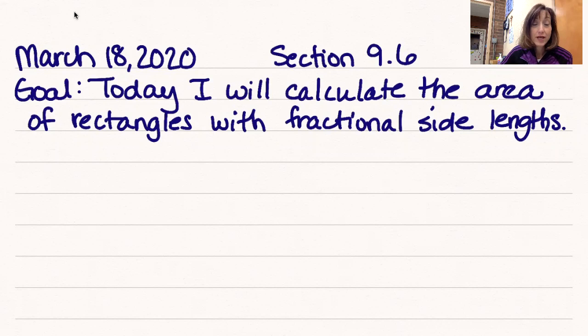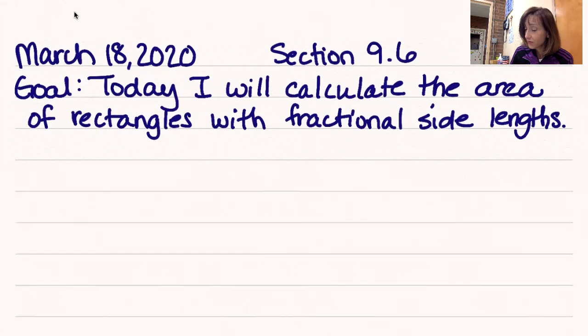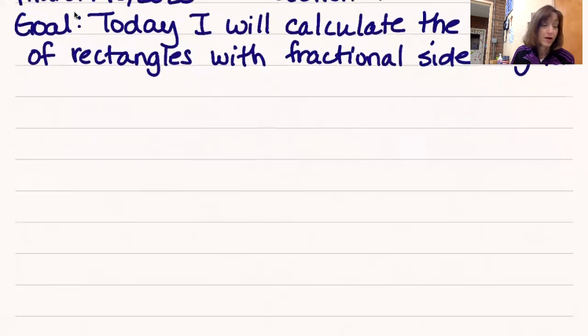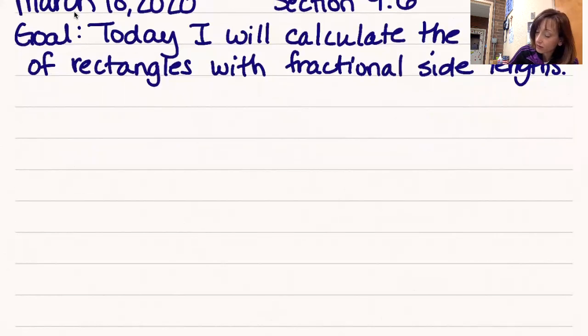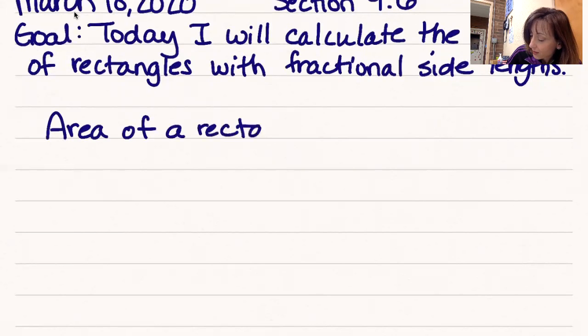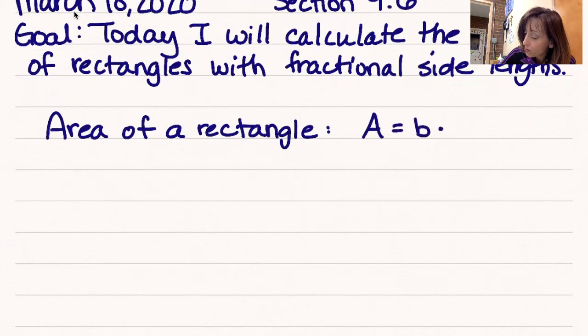So your goal again, one more time, is today you're going to calculate the area of rectangles that have fractional side lengths. Okay, let's have a quick reminder about how to find the area of a rectangle, just in case it's been a while. The way that we find the area of a rectangle is we're going to take the base, which we call B, and multiply it by the height of the rectangle.